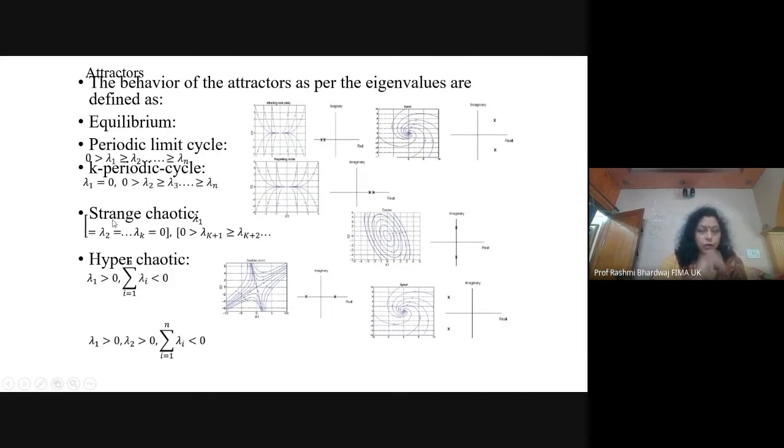If suppose you have one eigenvalue positive, but still the sum is negative, then you are getting a strange chaotic attractor. And suppose you have two eigenvalues positive, but still the sum of all eigenvalues is negative, then you are getting a hyperchaotic system. So basically the attractors have different types of behavior depending on their eigenvalues. So always, if all the eigenvalues are negative, we are getting an equilibrium system.